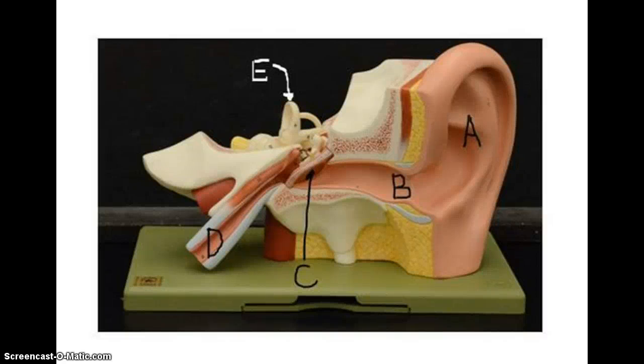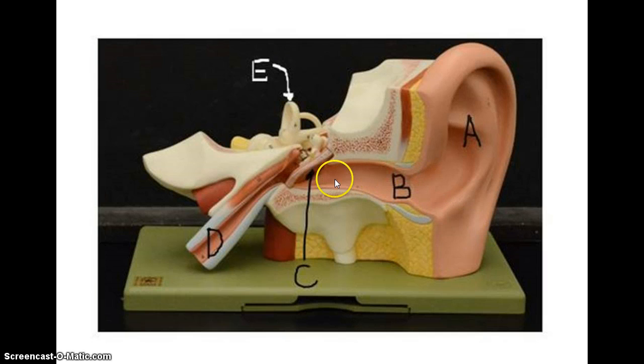Okay, in this video cast we're going to look at the parts of the ear. So this first image you see is of the whole ear. You get the outer ear, the middle ear, and the inner ear. Here on the outer ear we have the auricle or the pinna.